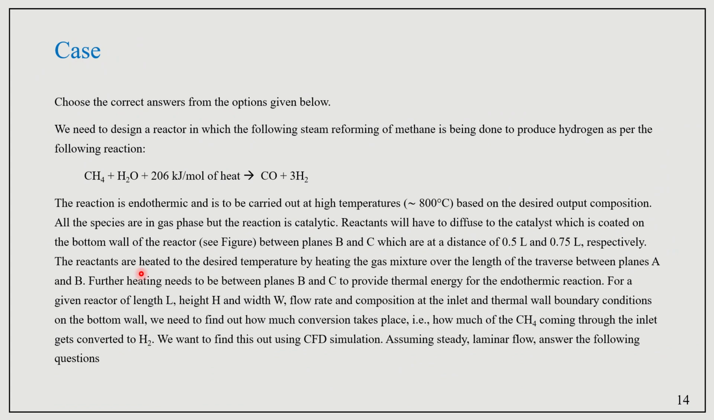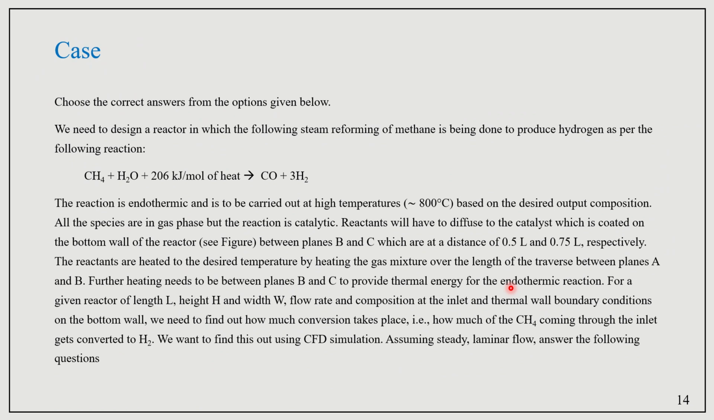We are also preheating the reactants to the desired temperature over the length traversed between planes A and B. Between planes A and B, as the reactant mixture is moving, we are heating it to the desired temperature, and further heating needs to be done between planes B and C to provide thermal energy for the endothermic reaction. We are supplying external heat to the reactor.